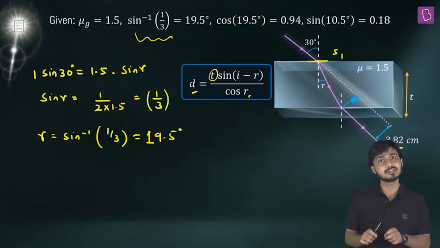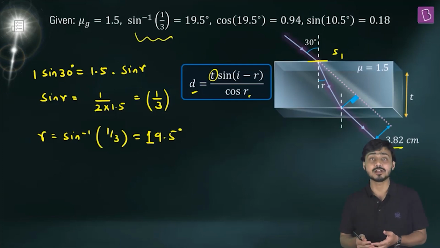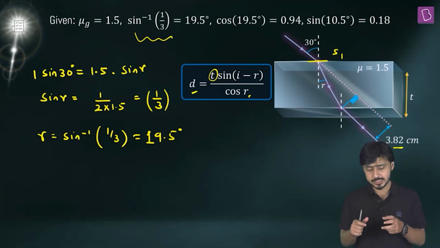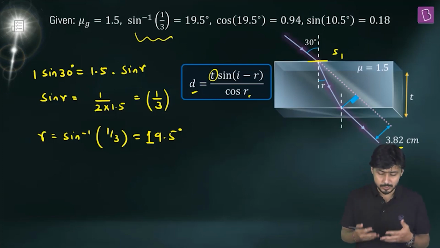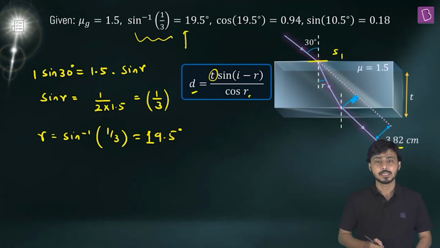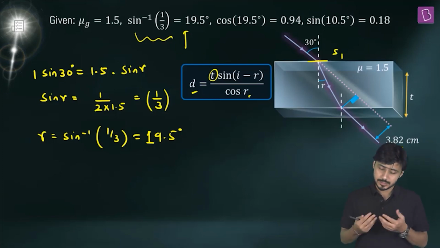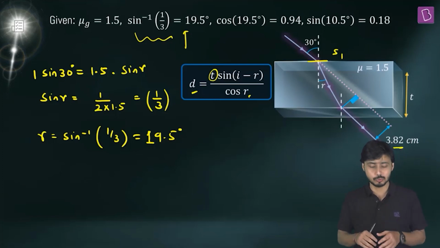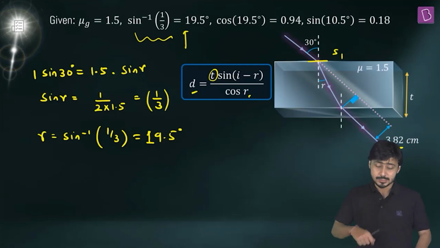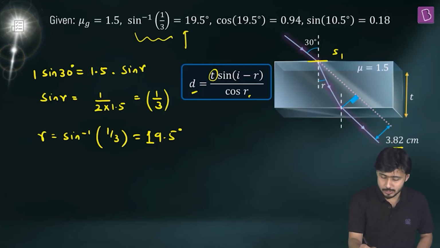You don't need to learn the value of sine 19.5 degrees as 1 by 3. You don't need to mug it up. Just use it because this is given to you. If such random values of angle are to be used, then they will be given, or there will be a way to calculate them in the problem itself. These are not the common values you should remember. But it's okay, this is given to you in the problem statement. Correct? Okay, so R is known.